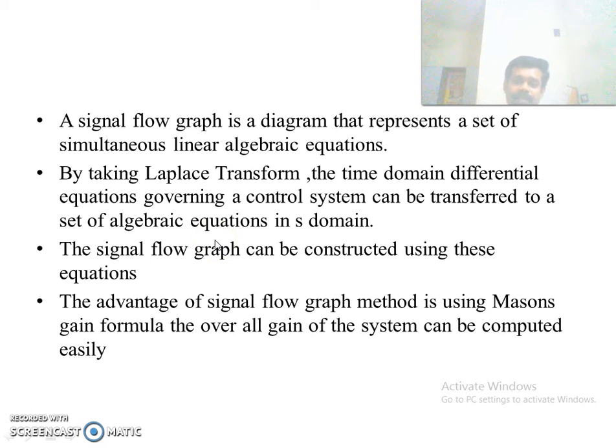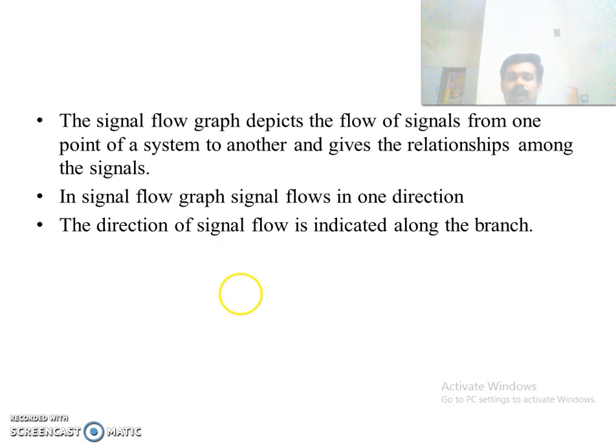The advantage of the signal flow graph is that by using Mason's gain formula, the overall gain of the system can be computed easily. Now, the signal flow graph depicts the flow of signals from one point of a system to another. It clearly depicts the flow of signals from one point of the system to another point of the system, and it gives the relationship among the signals.